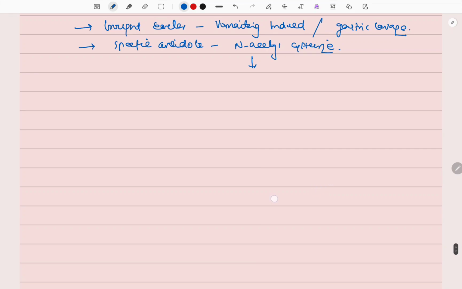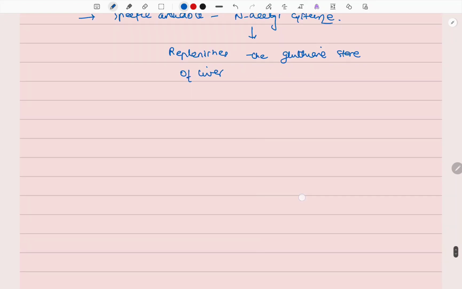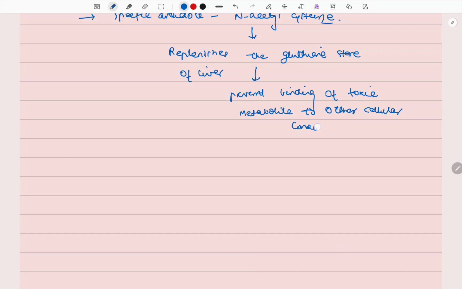They are basic, right, that N-acetyl cysteine replenishes the glutathione store of the liver, and it prevents binding of toxic metabolites to other cellular constituents. Okay.